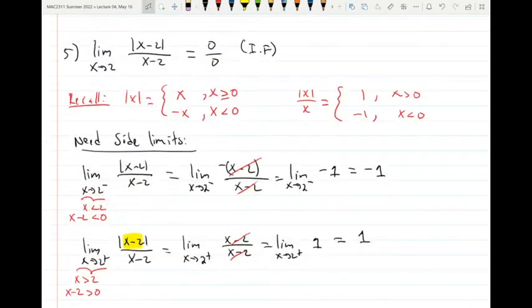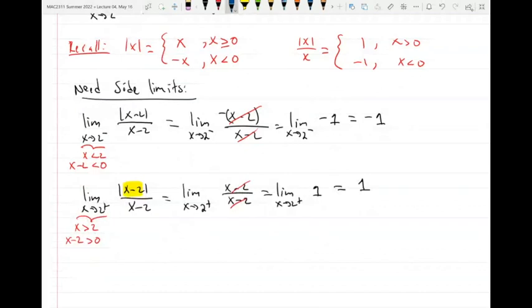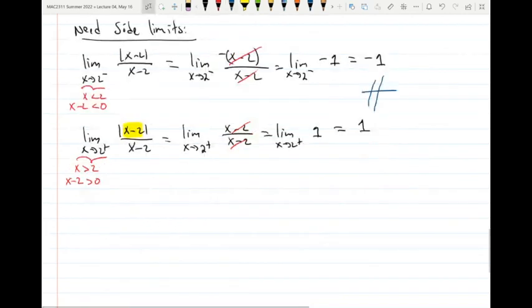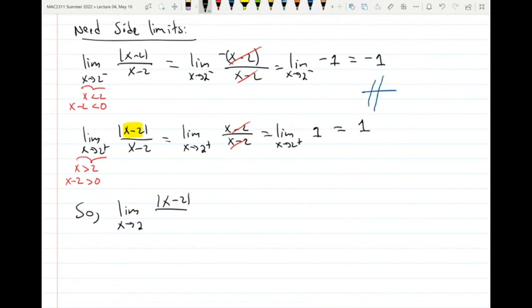So now what can we say to our question? What can we say about the limit as x approaches 2? It does not exist. Why? Because the side limits are different. Side limits are different, right? So these guys are distinct. They're not equal to each other. Yes? So the limit as x approaches 2 does not exist. So side limits are different.